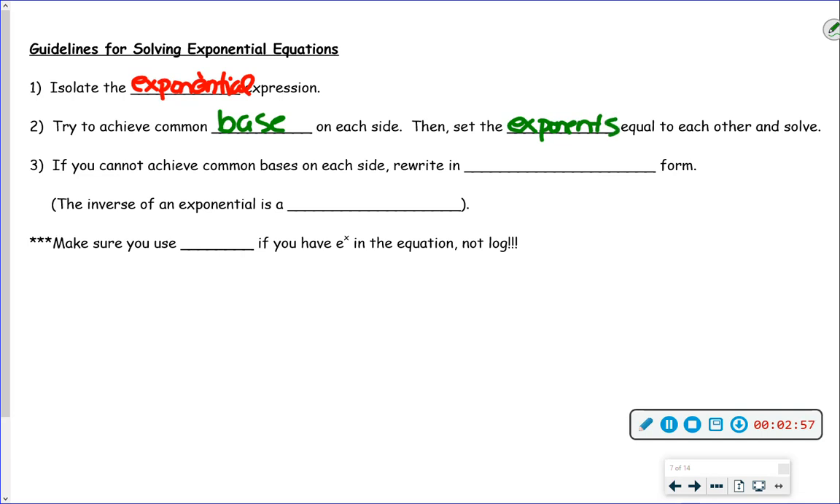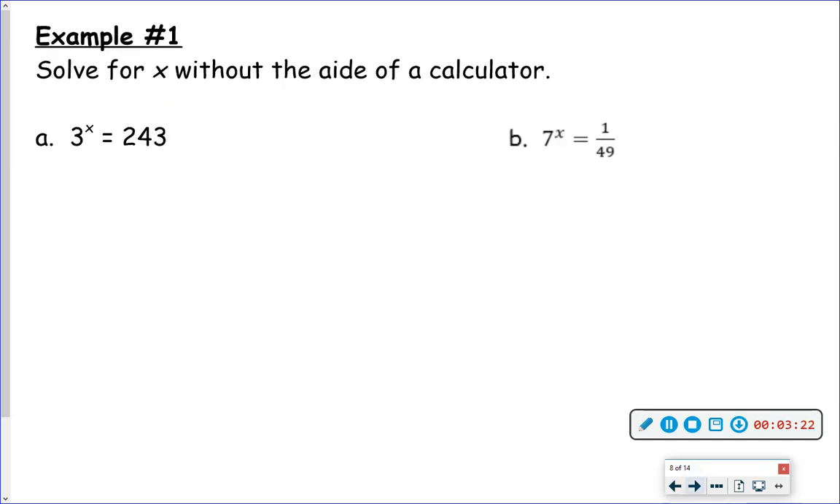Now, sometimes we cannot achieve a common base. It's just impossible to do it. So what I'm going to have to do is rewrite it in logarithm form. Because remember, the inverse of exponential is a log. And of course, we're going to make sure to use ln, natural log, if we have e to the x. Because remember, we can type logarithms of different bases into our calculators. All right, let's take a look.